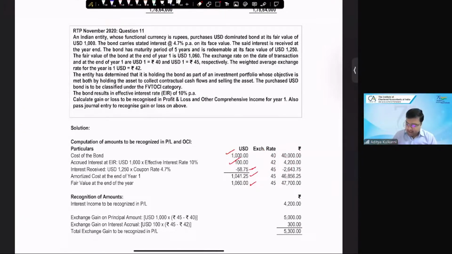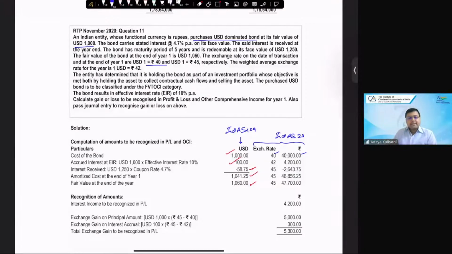What we have done so far is in dollars; what we are doing now is in rupees. What to do? The questions are like that. So now I purchased this. An entity purchases the US dollar bond at 1000 and the exchange rate on the date of transaction is 40. So I would have paid 40,000 rupees. Are we able to understand this? Yes, sir.